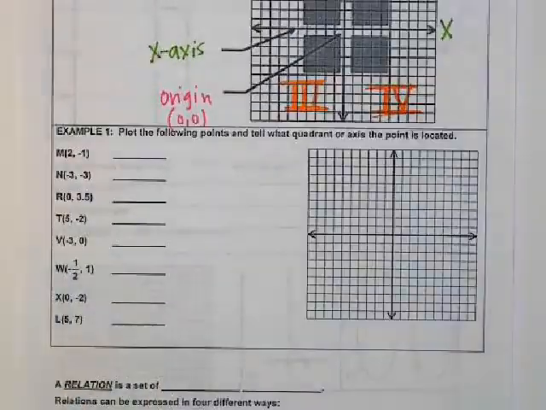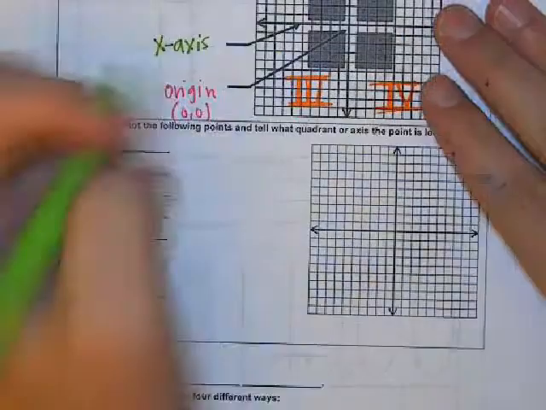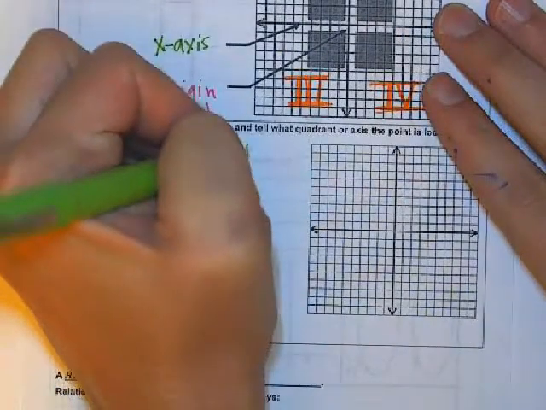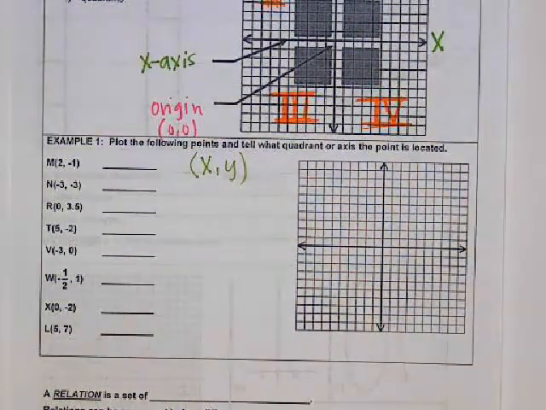All right, example 1 says, plot the following points and tell what quadrant or axis the point is located. So we're going to just review how to plot a point. Now remember, a point is x, comma, y. X comes first in the alphabet, x comes first in your ordered pair.